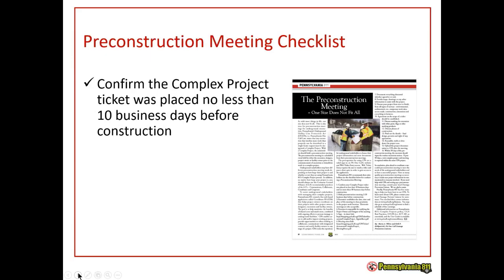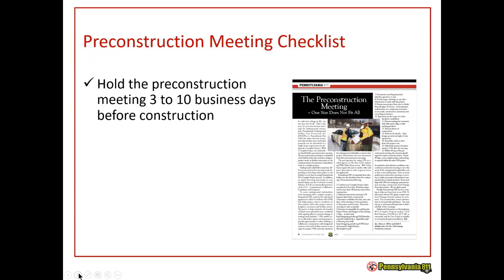You'll want to confirm that your complex project ticket was placed no less than 10 business days before construction. So if you have a tight construction start date and you've put in your complex project 10 days before construction, you're going to want to keep track. If you need to get started on that 10th day, you're going to want to have your pre-construction meeting at least 7 days before the 10th business day. So you're holding this meeting 3 to 10 business days before construction. Ideally, if you get it done by the 7th day, you can start to put your notifications in and begin your construction on that 10th business day.